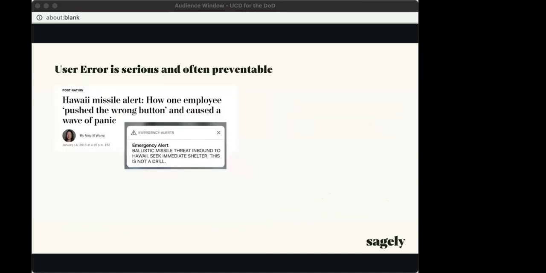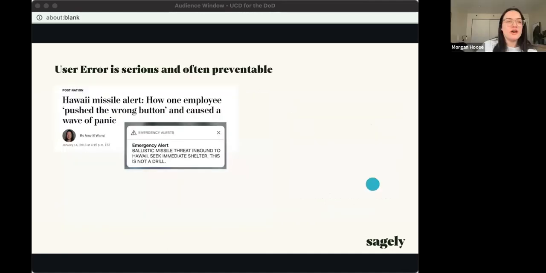Thank you. Yep. So the other risk we talked about was user error. What's bothersome about this type of risk is the results can be really catastrophic and they're often preventable. I'm sure everyone remembers the incident in 2018 where an employee in Hawaii pushed the wrong button and sent a ballistic missile threat alert to every resident. This caused mass panic. People thought that a ballistic missile was incoming.